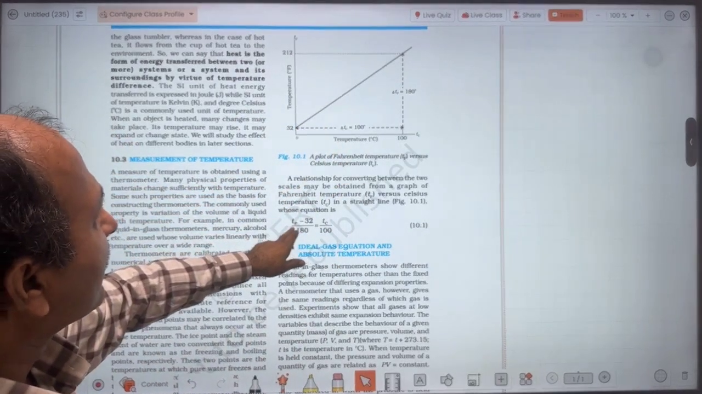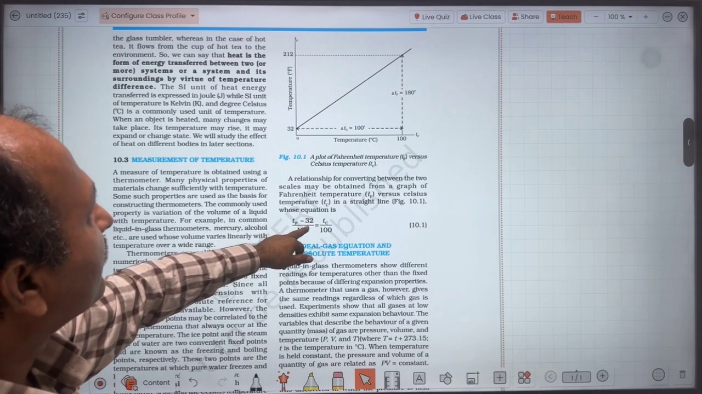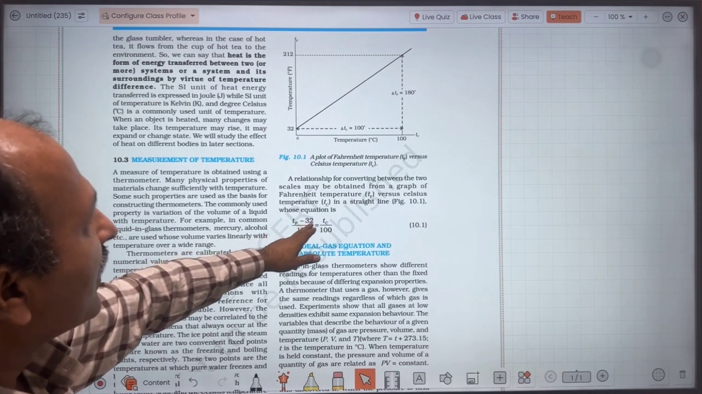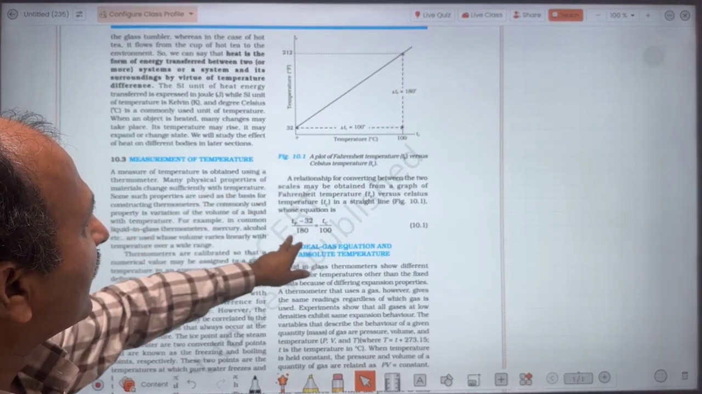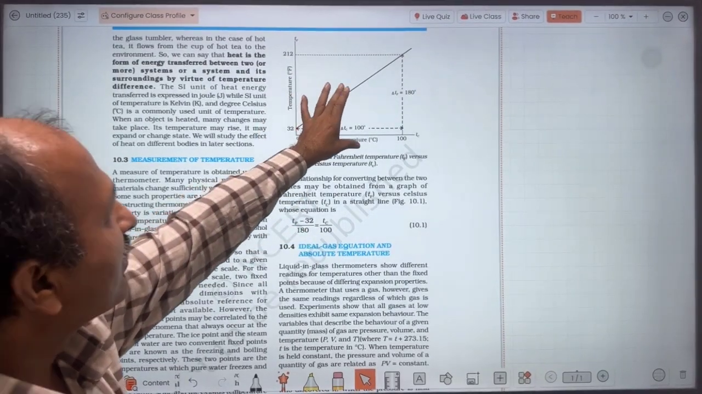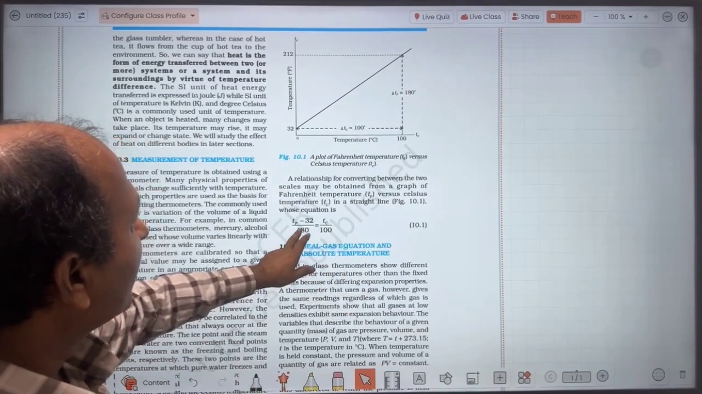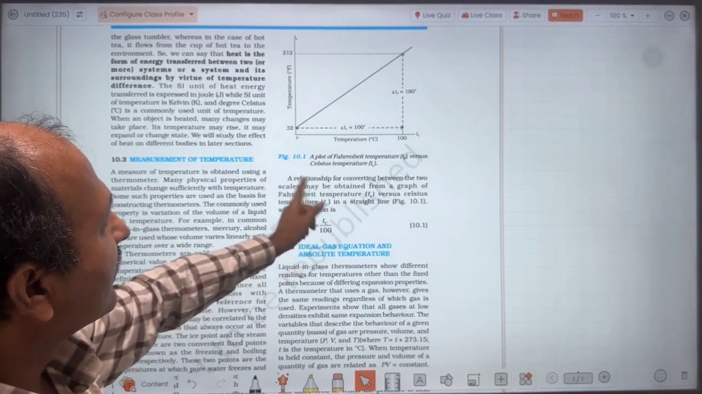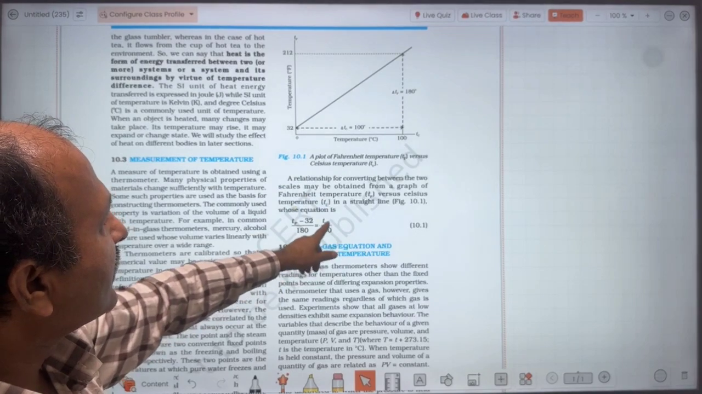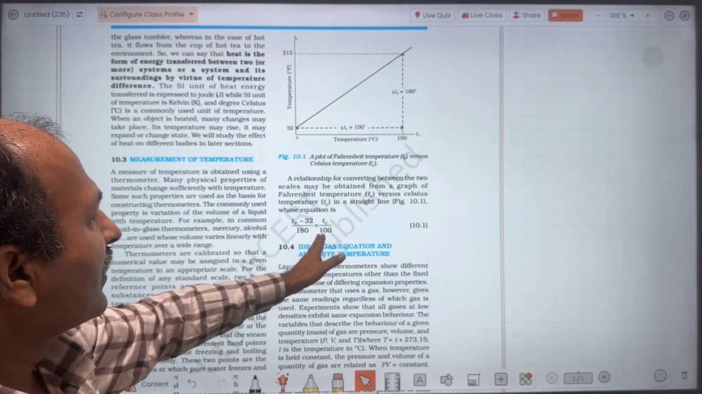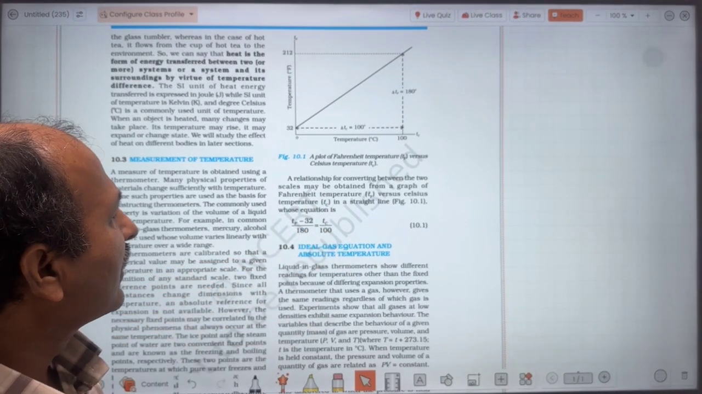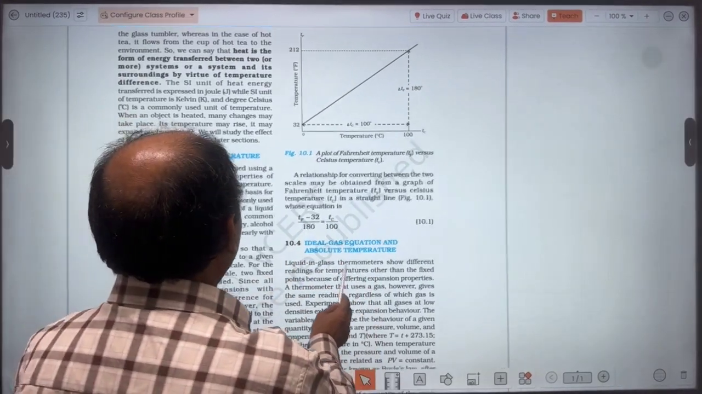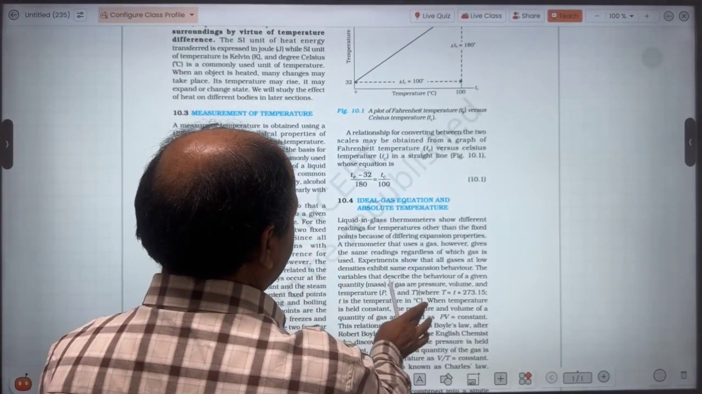Here the same thing is written, that TF minus 32. So Fahrenheit temperature minus 32, the lower fixed point, divided by the number of divisions. The number of divisions is 180, and then on the TC temperature scale, degree centigrade, its lower fixed point will be 0, that is why it is not written, divided by 100. So the same relations are there. Here Kelvin is not involved, but you have already studied it, so you will understand it easily.